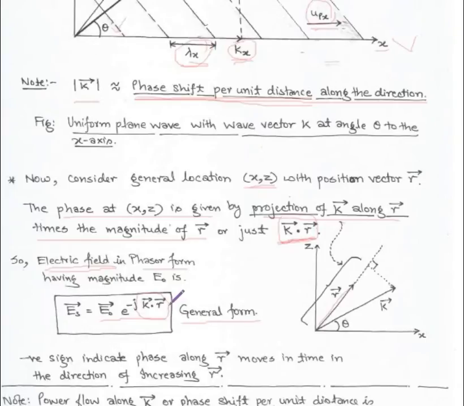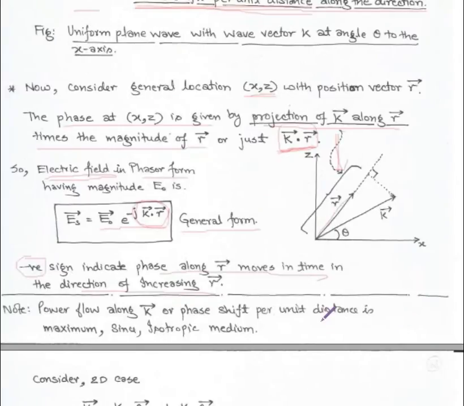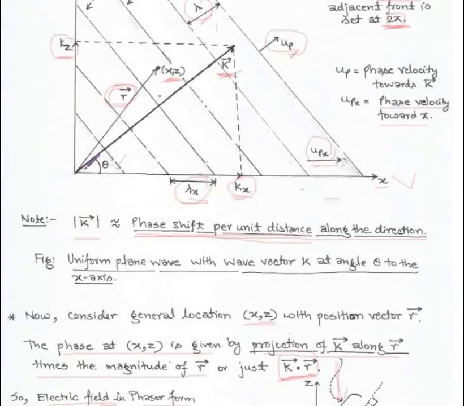In this, the exponent has a dot product, that is k vector dot r vector, which indicates the phase of a given location, and is obtained by taking a projection of k vector along r vector. And here there is a negative sign. The negative sign indicates the phase along r vector moves in time with the direction of increasing r vector. Because we know that generally the electric field is oriented towards the x-axis, but here we consider oblique incidence.